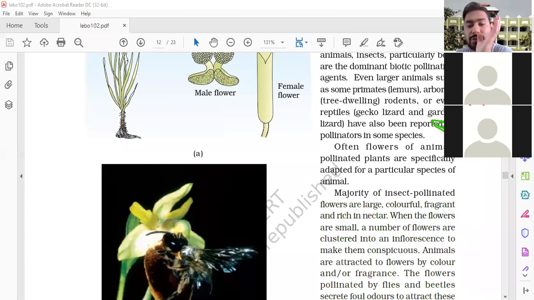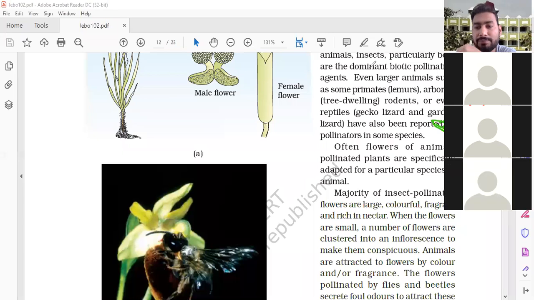So due to this, it is given that the flowers of animal pollinated plants are specifically adapted for a particular species of animal. Is it clear to all of you? That means it is saying that for the flower or the plants which are pollinated by the animals, only that animal will be able to pollinate. Otherwise, no one can.